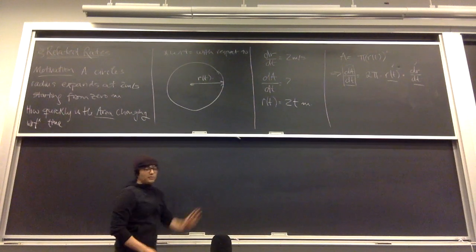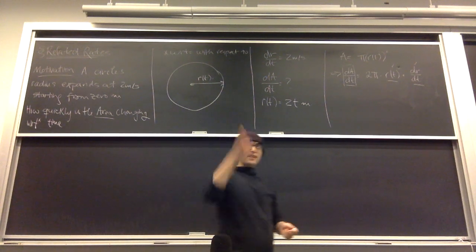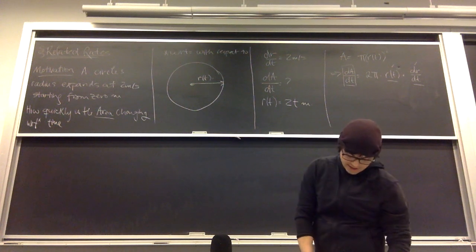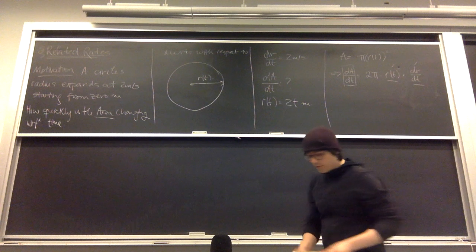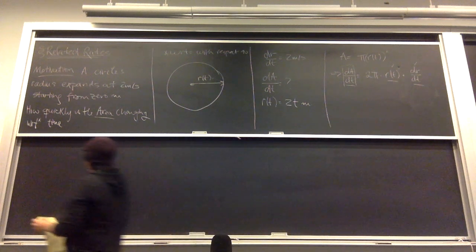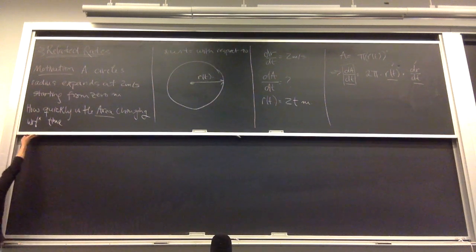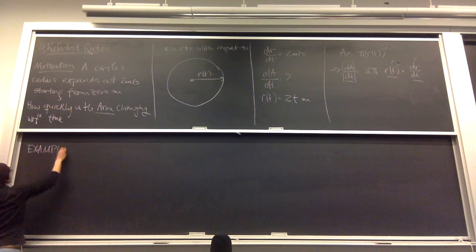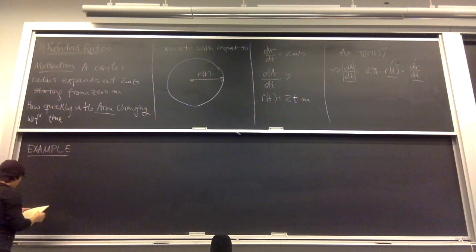So related rates is just about taking a word problem, converting it to math, and then doing an implicit differentiation. I'll show you a little bit more. Okay, so before we get into word problems, I just want to practice a bit solving these types of related rates problems. So here's an example.